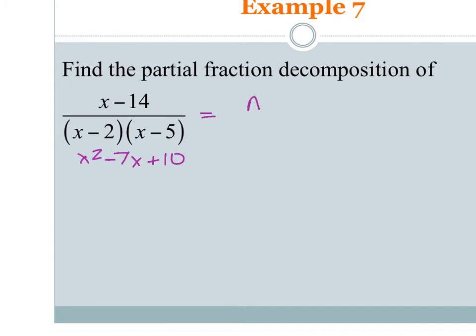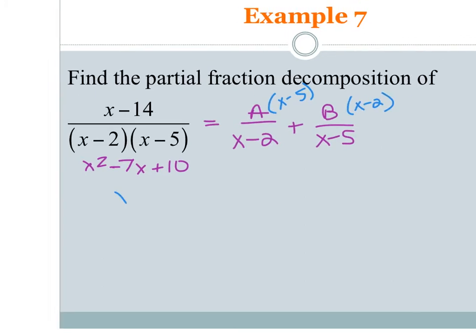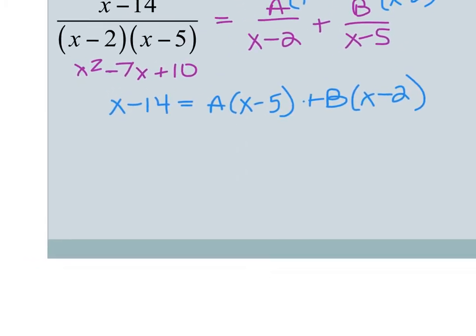So this would get an A over an x minus 2 and a B over the x minus 5. So what's missing from the A is what? x minus 5. And what's missing from the B would be? x minus 2. So now I'm just going to do my numerators. x minus 14 equals A times x minus 5 plus B times x minus 2. What are you plugging in first?